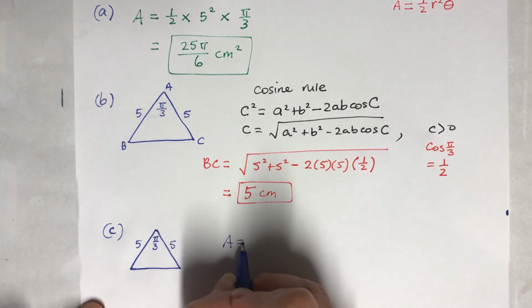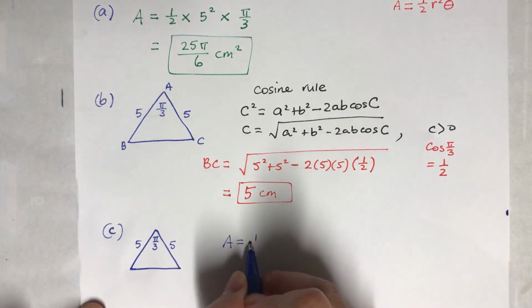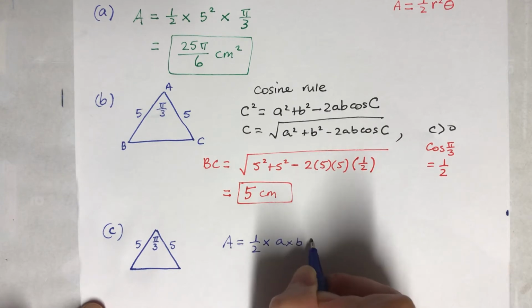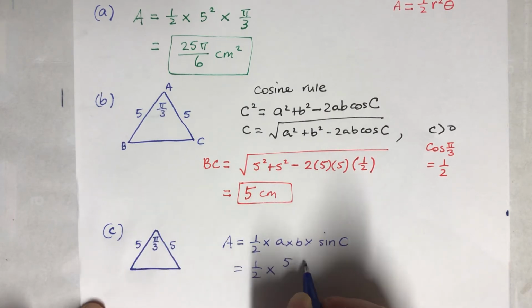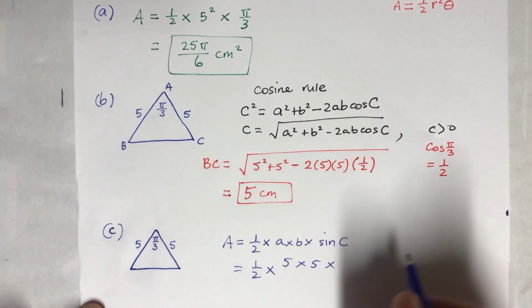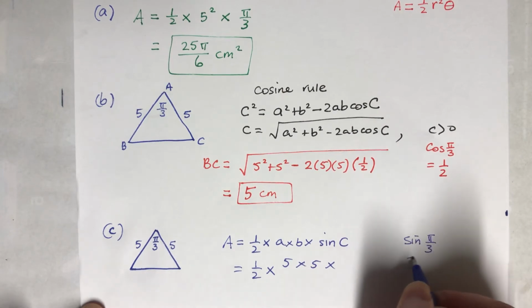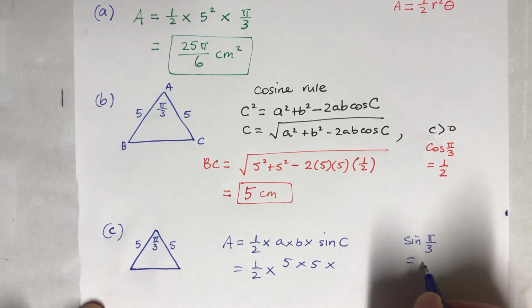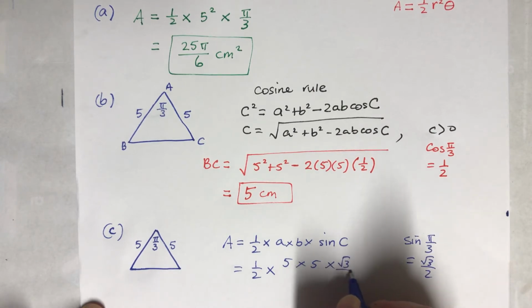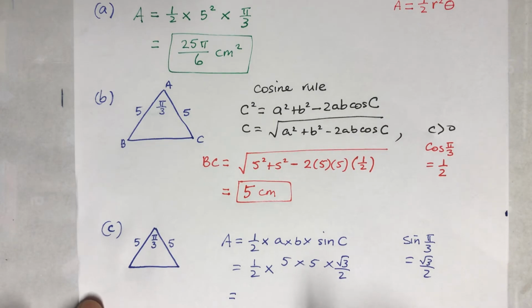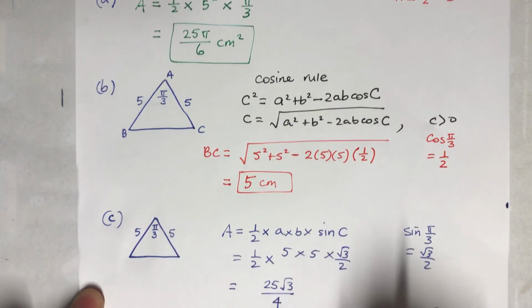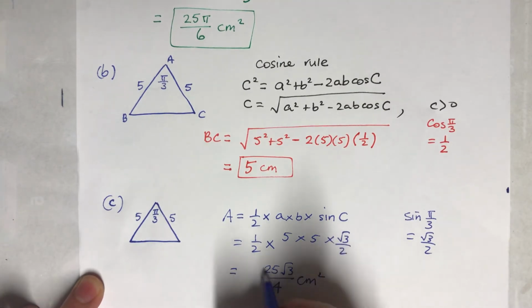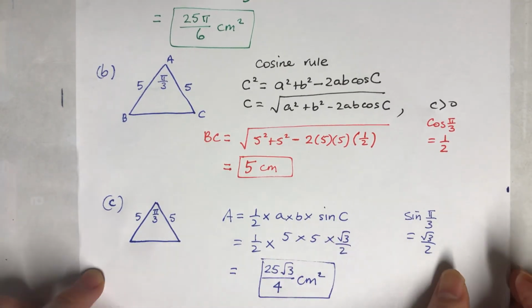So area of, remember using sine, it was half times A times B times sine C. So it'll be half times 5 times 5 times sine C. Okay, sine pi over 3. That's sine 60, root 3 over 2. Because it says exact area, I'm going to go 25 root 3 over 4 centimeters squared. Okay, so that's my answer.